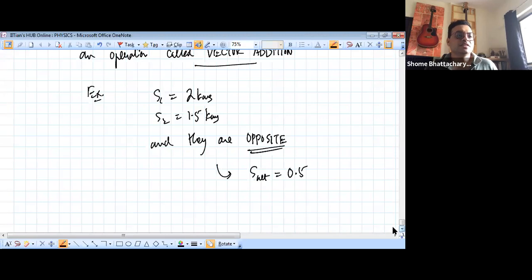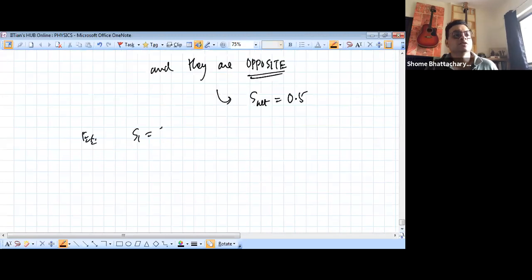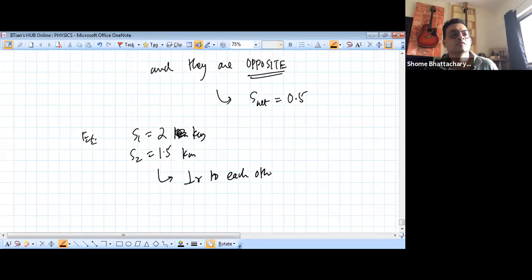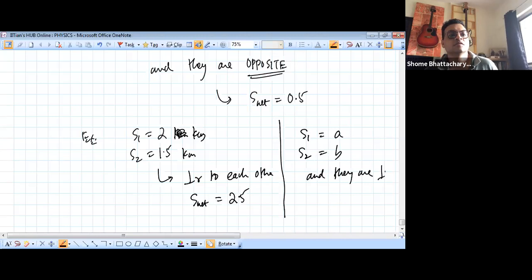Then we saw an example where S1 was again 2, S2 was again 1.5, but they were perpendicular to each other. So if they are perpendicular, their net became how much? It became 2.5. So generally speaking, if S1 is some A in magnitude, S2 is some B, and they are at 90 degrees to each other, then the net displacement will be given by this formula, same as Pythagoras theorem.